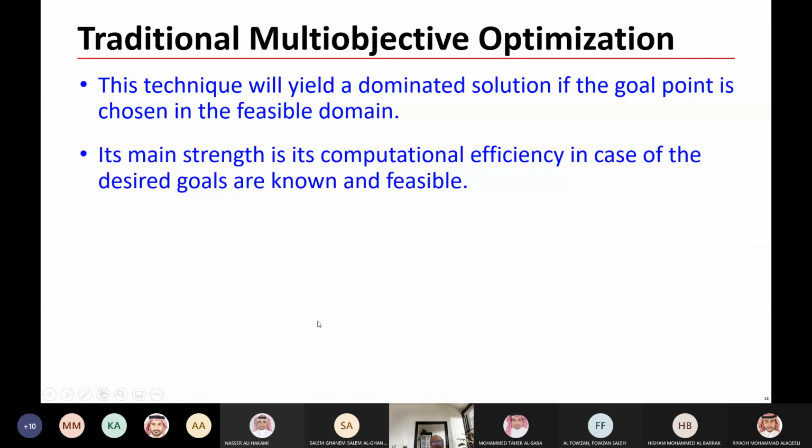This technique will yield a dominated solution if the goal point is chosen inside the feasible domain. And its main strength is its computational efficiency in case the desired goals are known and feasible.